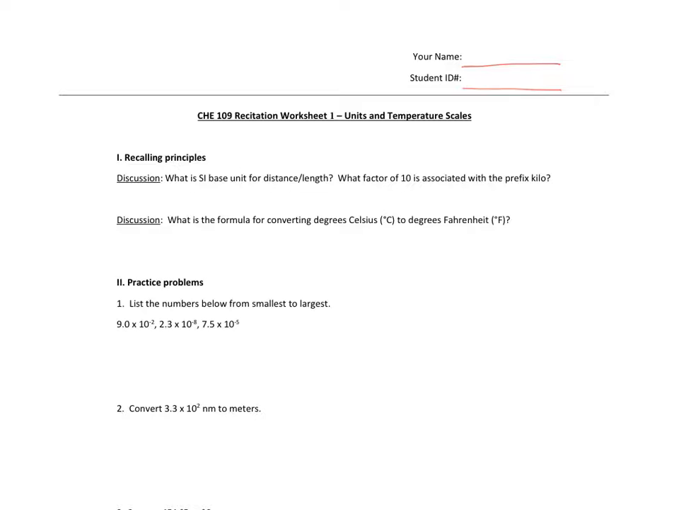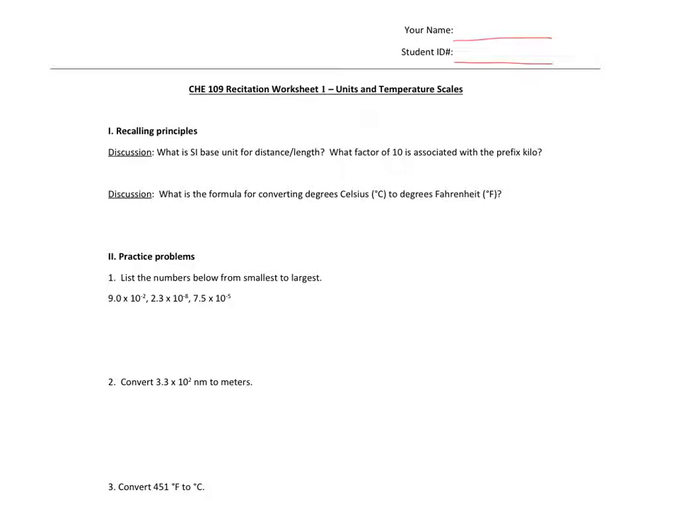Okay, so the first question is, what is the SI base unit for distance or length? We discussed this in the lecture notes, that we learned about SI base units and SI derived units. So for length or distance, the SI unit is meter. And what factor of 10 is associated with the prefix kilo? We learned about prefixes, kilo, mega, tera, giga, and also prefixes which are below 0, small prefixes like micro, milli. So kilo is 10 to the 3.